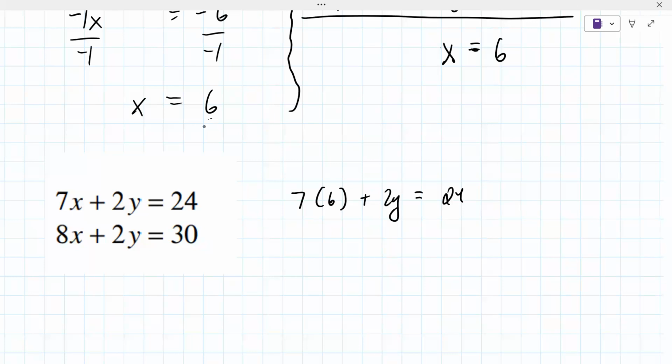Okay. 42. -9. Okay. That sounds better to me. 6 comma -9. All right. So let me see if I can find another one. We'll do one more together here.